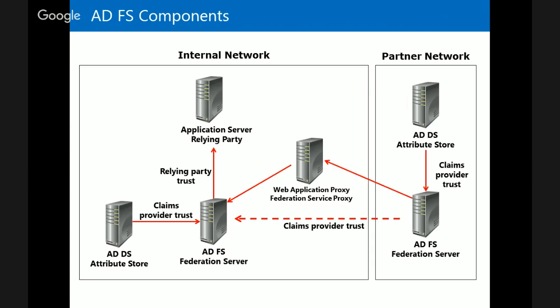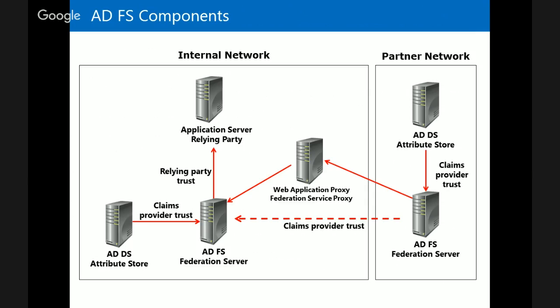The Federation server in the partner's network needs to create an object called a claims provider trust. In other words, we're telling the Federation server in the partner network, hey, you can trust claims provided by this Active Directory environment. We're creating a claims provider trust between that Federation server and the Federation server in my internal network. That's the dotted red line. So I'm telling the Federation service in my internal network, hey, you can trust claims provided by that other Federation server.